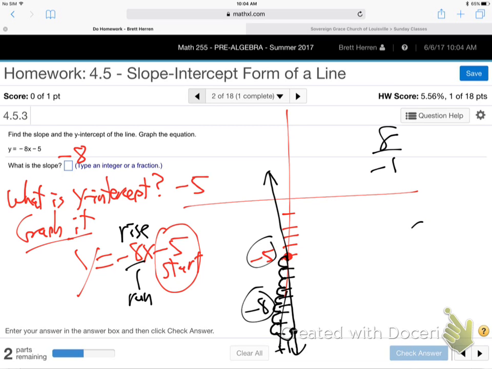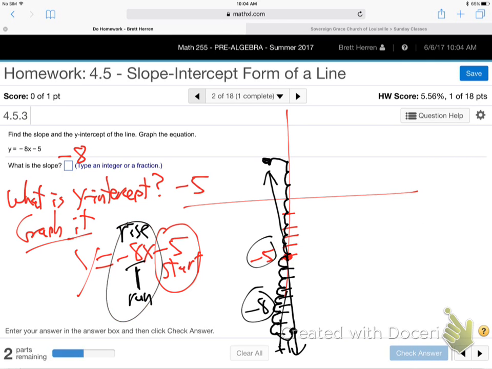If you made it 8 over -1, you would go up 8. 1, 2, 3, 4, 5, 6, 7, 8, back 1. See, and those 2 dots would make the exact same line. Anyway, don't worry about that. You'll be fine. You just do this, and it's all good.